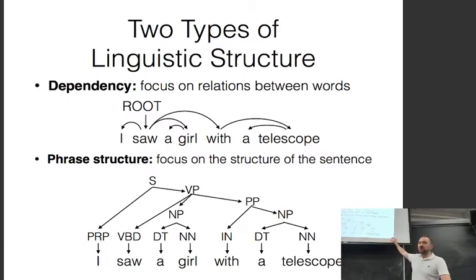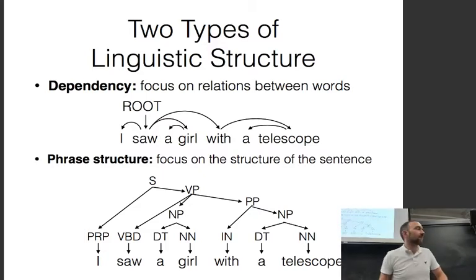If you're doing something like translation where you want to be reordering phrases in the correct order, for example, it's often better to use something like phrase structure because this tells you about the structure of the sentence and reordering and things like that. But you can also get that from dependencies. So it's not necessarily the case.